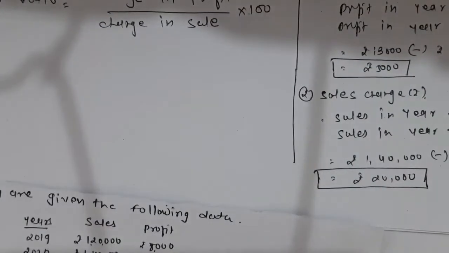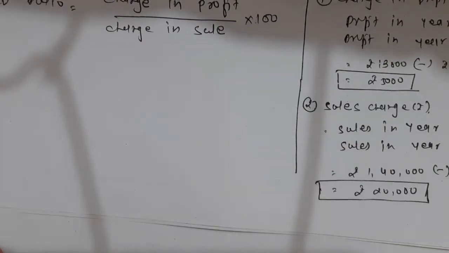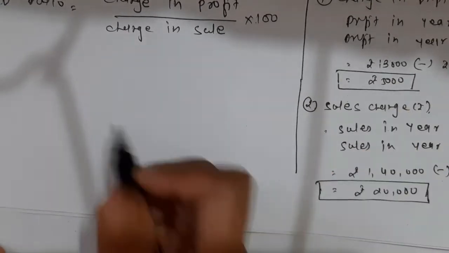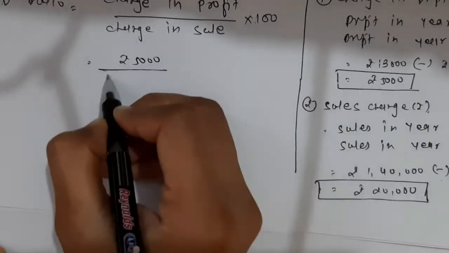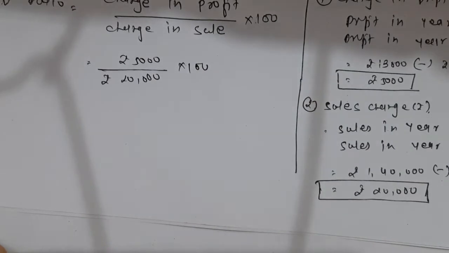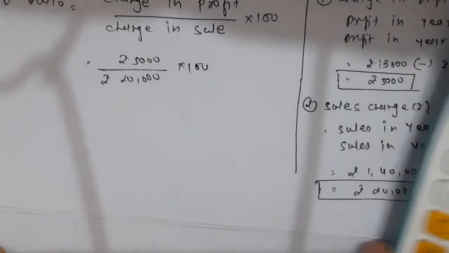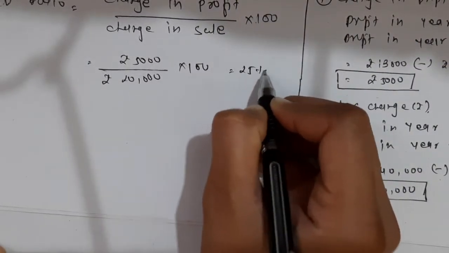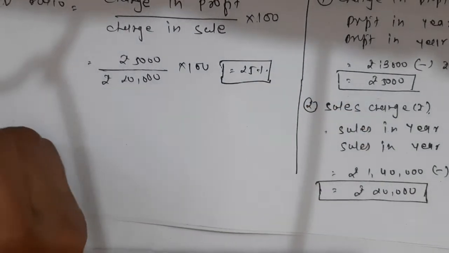Now we have both the information, change in profit and change in sales. Put this information into the formula. Change in profit is rupees 5,000 divided by change in sales is rupees 20,000 into 100. Solve this. 5,000 divided by 20,000 into 100 is 25. So PV ratio is 25%.